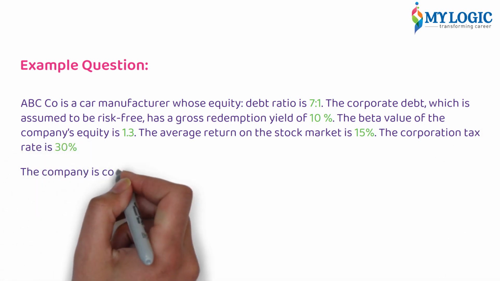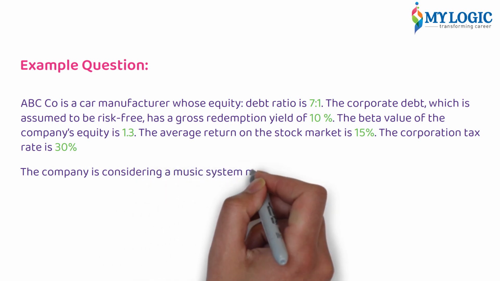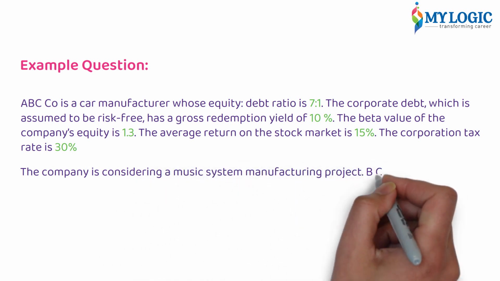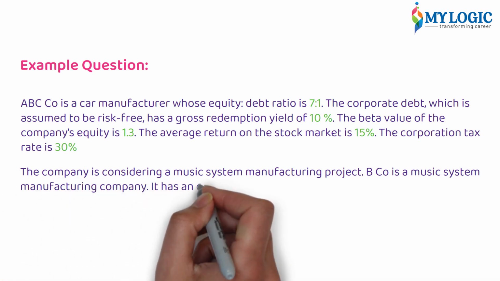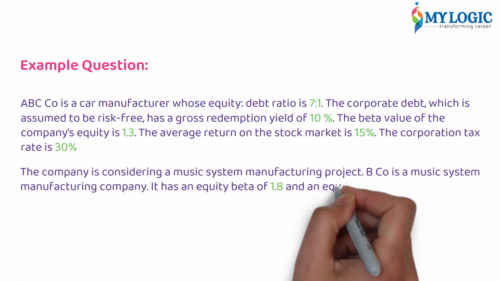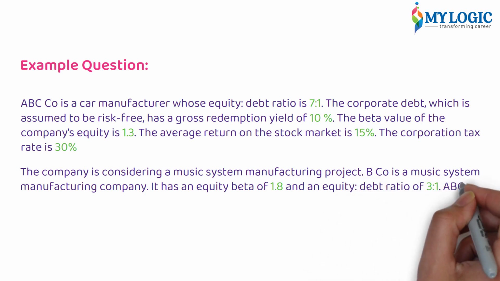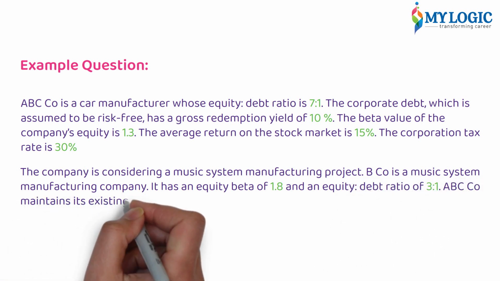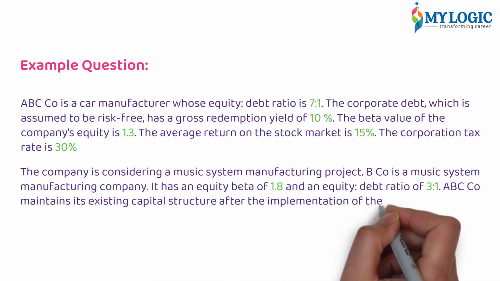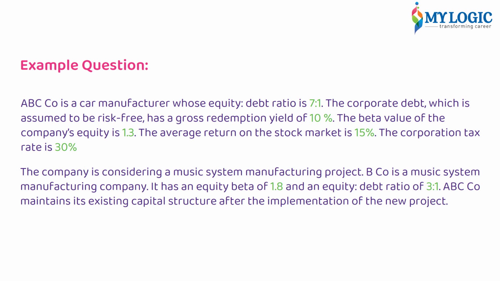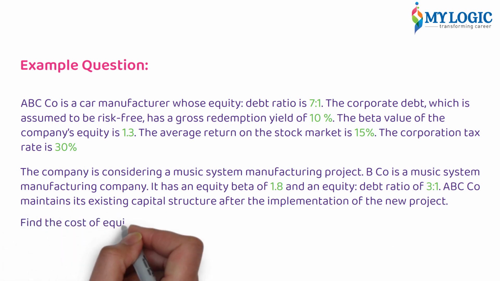The company is considering a music system manufacturing project. B company is a music system manufacturing company. It has an equity beta of 1.8 and an equity debt ratio of 3:1. ABC Companies maintains its existing capital structure. After the implementation of the new project, find the cost of equity.